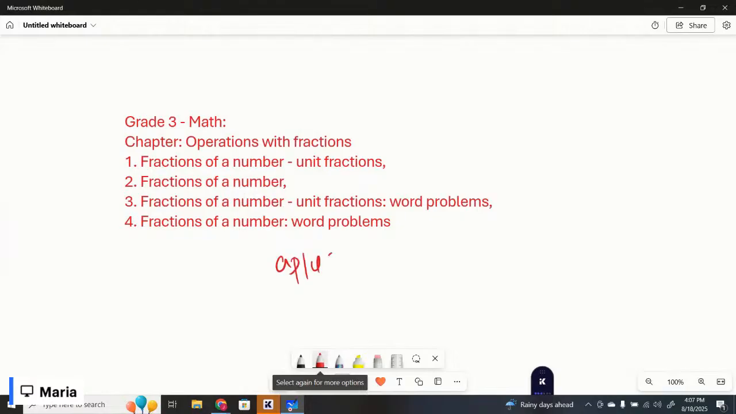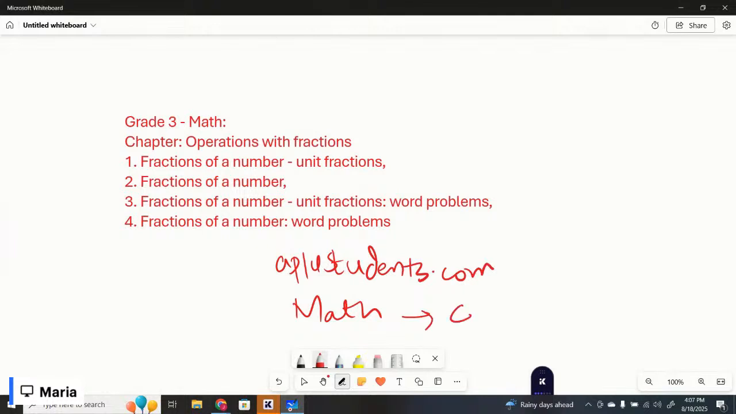You have to log in there using your email address and password as provided by the administrator. Then you have to select math from the subject tab, scroll down to grade 3 math, and then click on view all lessons. There you can find the list of the chapters. We're going to start with the chapter fractions of a number, unit fractions.